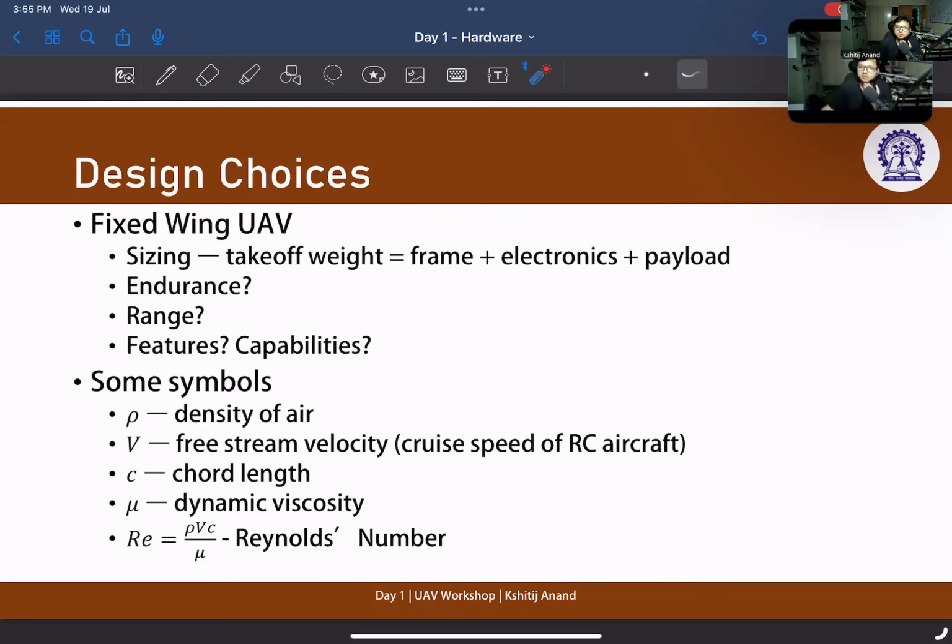Now coming to the juice of the presentation, we finally get into the nitty gritty details of how we build an RC aircraft. So what are the design choices that we have to make? First of all, we need to know what it is going to do and how much weight it is going to carry.